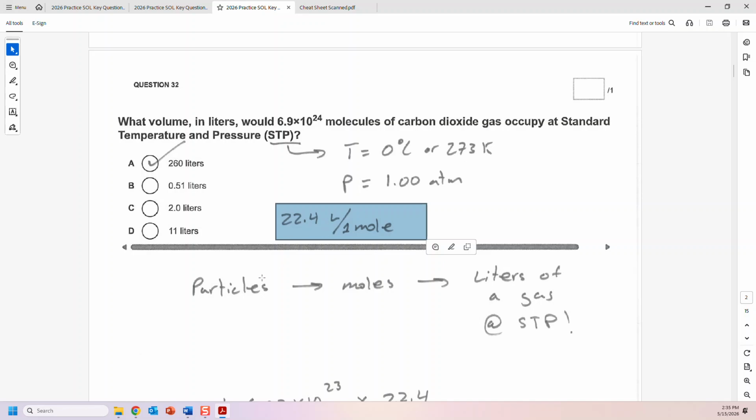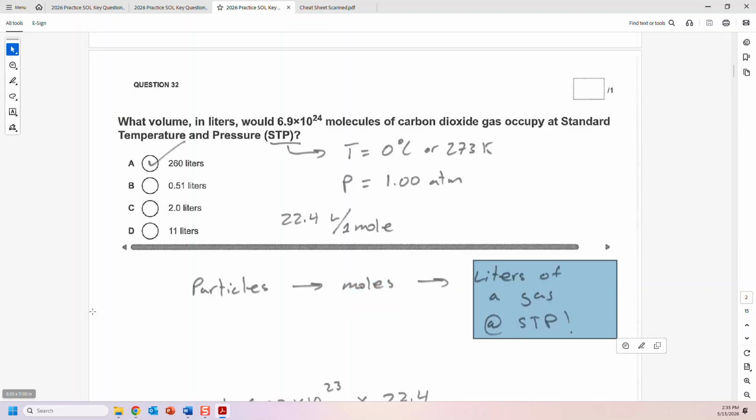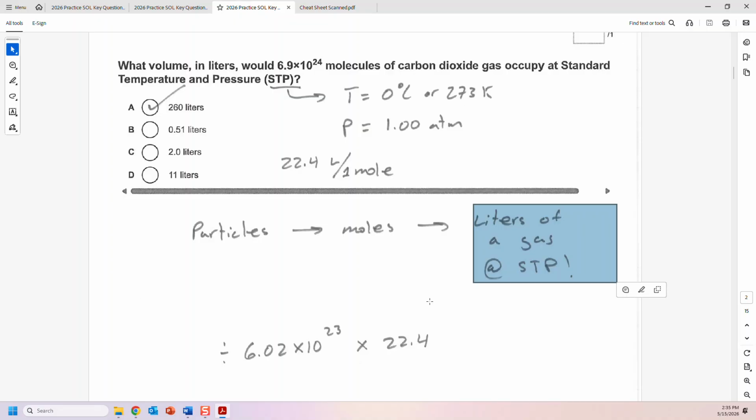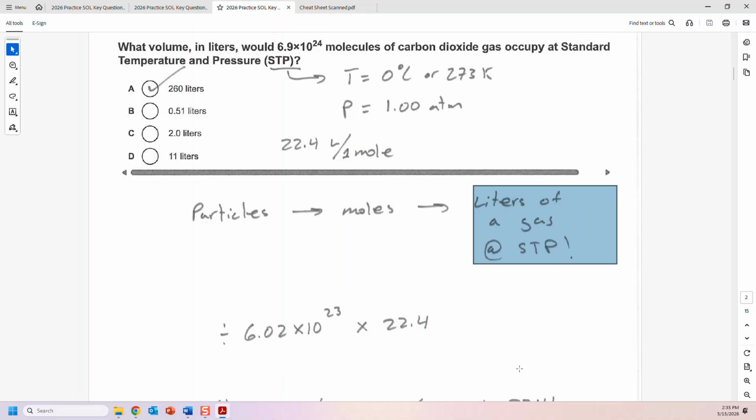Okay, so what are we doing? We're going from molecules, which is particles. We got to convert that to moles, and then moles to liters of a gas at STP. Writing down a mole map might be a great idea for you for your SOL, for your memory dump. Okay, so mathematically, that's what we're doing.